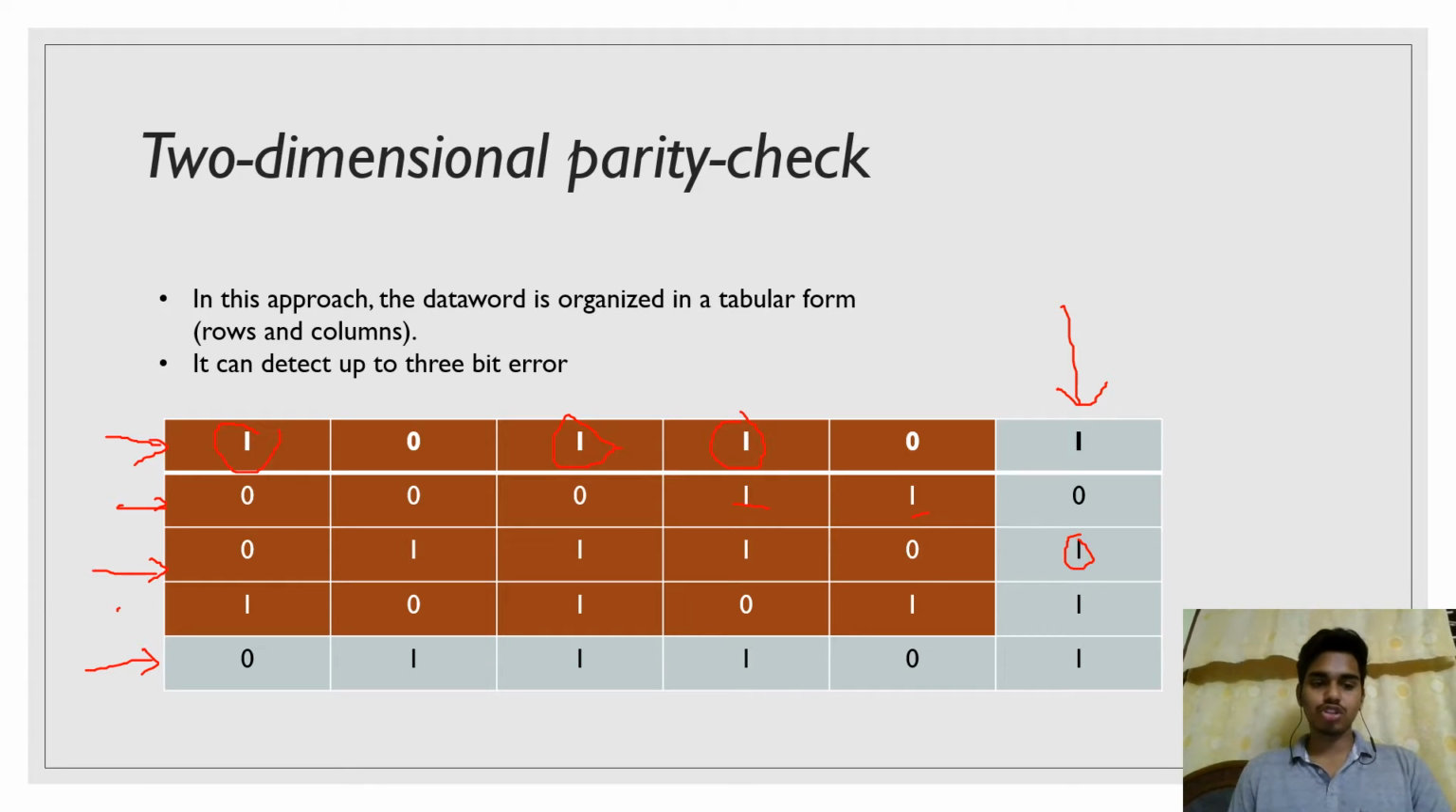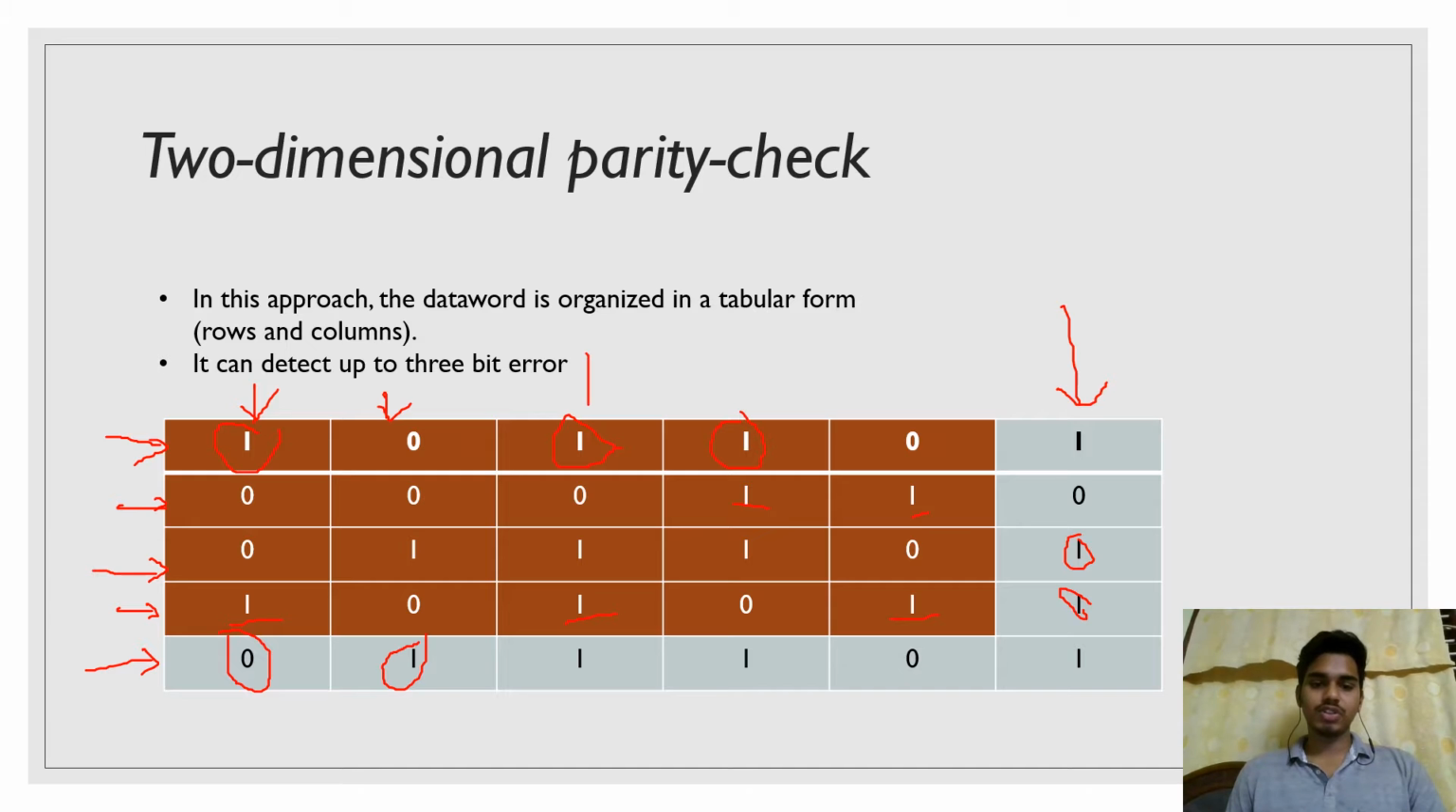As you can see in the last row, the number of ones is 3, so it is an odd number, so the parity bit of this row will be 1. And in the same way, in this column, the total number of ones is 2, so the parity bit of this column will be 0. In this column, the total number of ones is only 1, so the parity bit of this column will be 1.